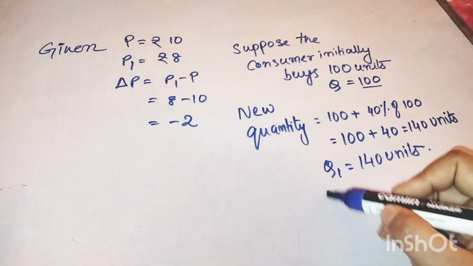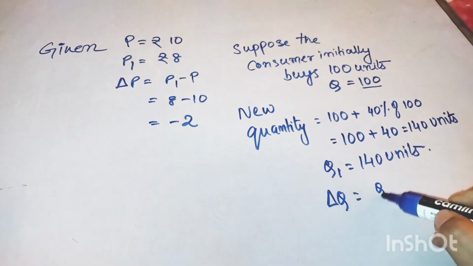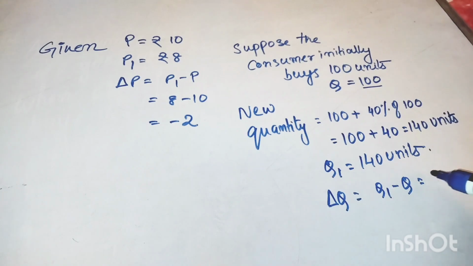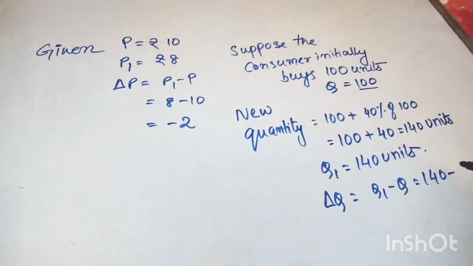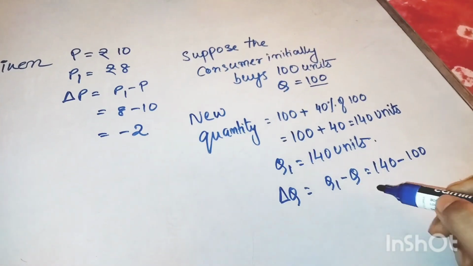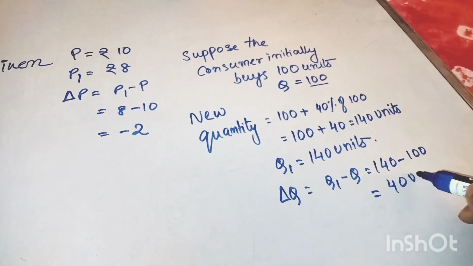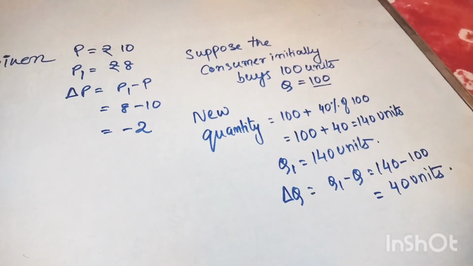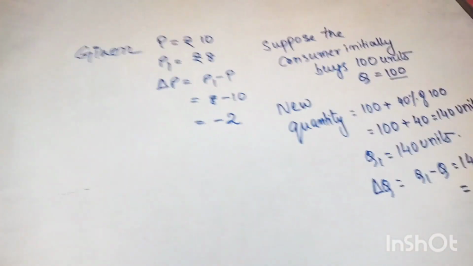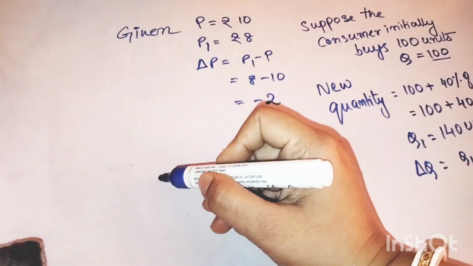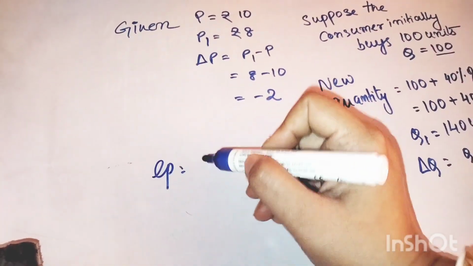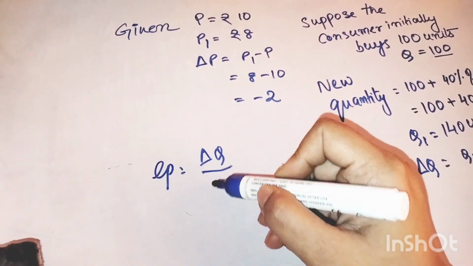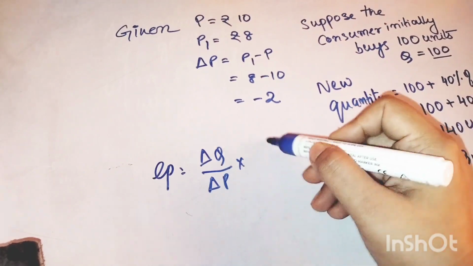From there you can find del Q. Del Q is Q1 minus Q. What is Q1? 140 minus 100. That means it is equal to 40 units. So from there you can find the elasticity of the demand. Okay, so what is the elasticity of the demand? EP will be equal to, again you write the formula, del Q by del P into P by Q.